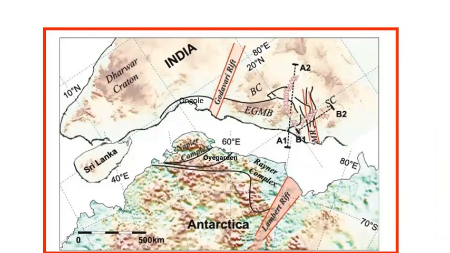Now, this is a very usual map, but there is something new I have added. So the Eastern Ghat Mobile Belt is now being compared with the Rayner complex. Now, some of my work, we are not doing any field work, but with some geophysics faculty members here, we are doing some geophysical correlations between the Eastern Ghats and the Antarctica part.